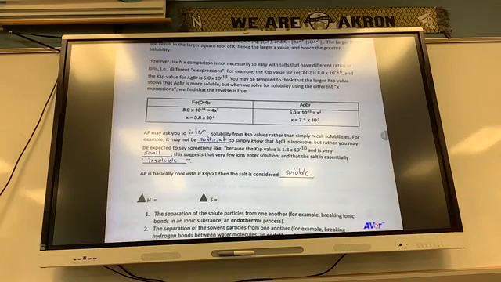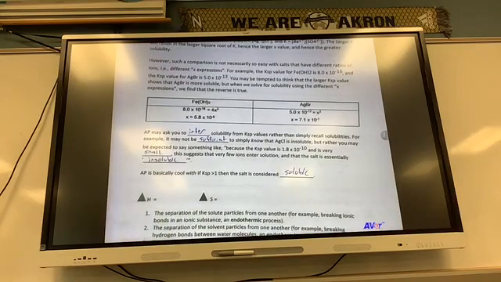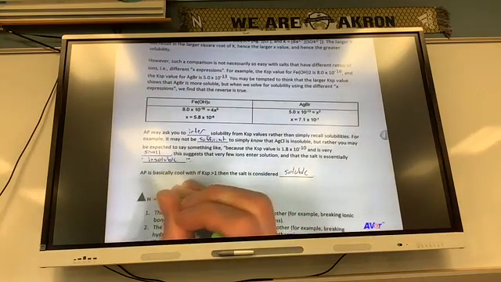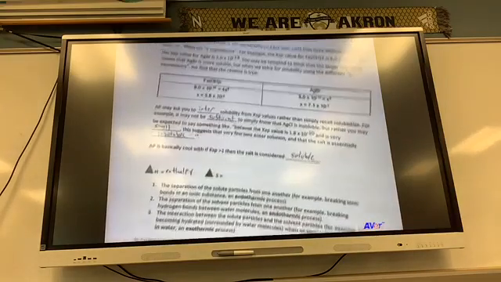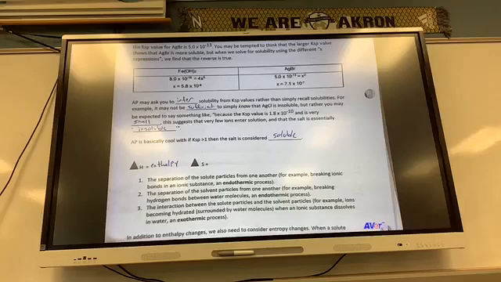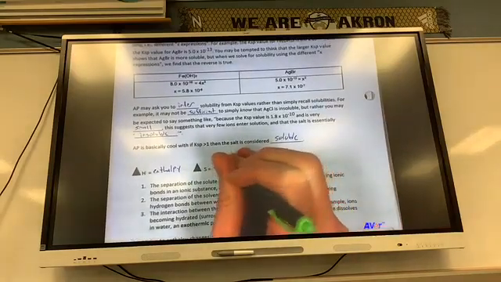Okay. All right. So, to review, delta H is what? Enthalpy. I think we've talked about delta S very briefly, maybe not though. Delta S is entropy.